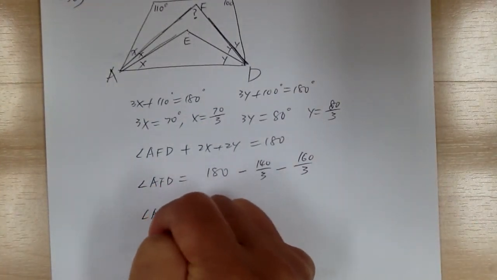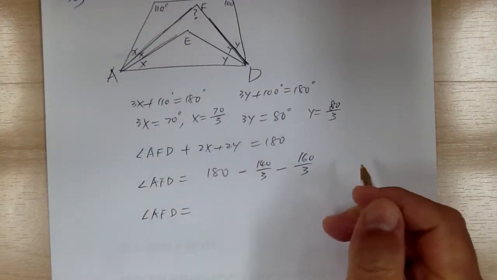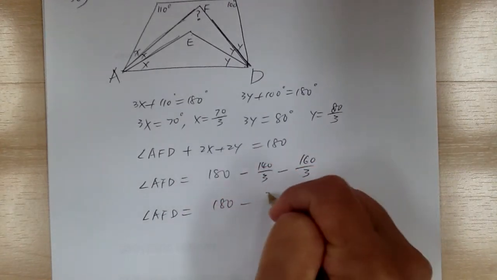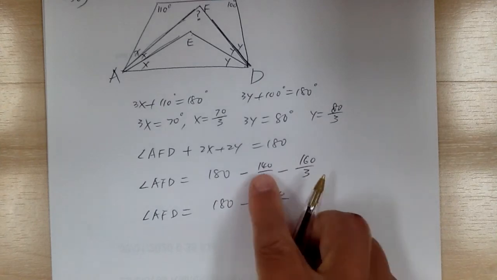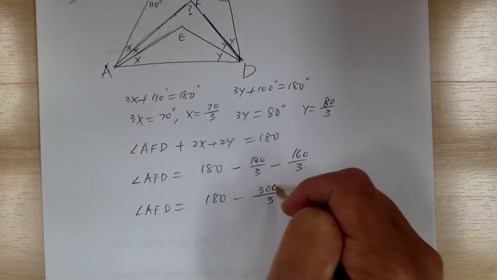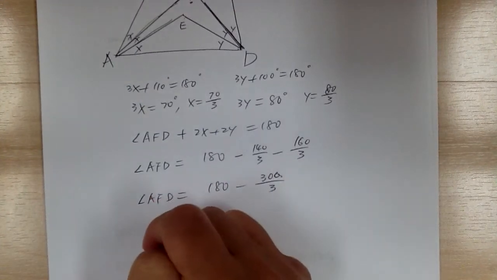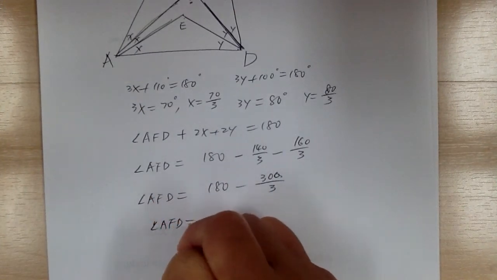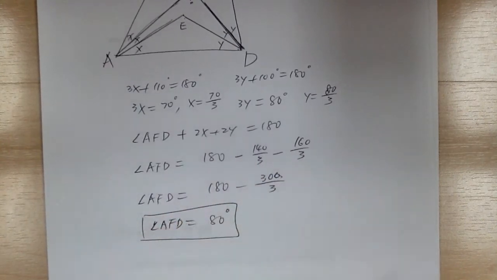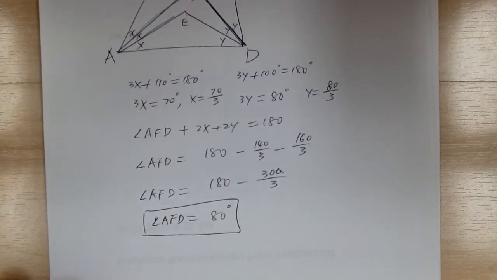So angle AFD will equal to, okay, so it'd be 180 minus 300 over 3. Okay, 140 and 160 is 300. And so 300 over 3 is 100. So angle AFD equal to 80 degrees. Okay, let's go to 239.